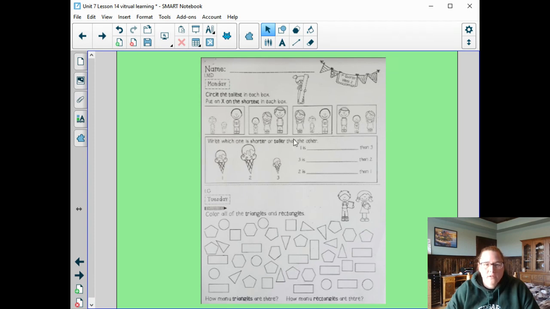Then compare these ice cream cones. 1 is blank, then 3. Is it shorter than 3 or taller than 3? Do that for all of them. 3 is blank, then 2, and 2 is blank, then 1. Then on the bottom, very similar to the last worksheet, this time you're going to color all the triangles and all the rectangles. And then tell me how many triangles are there and how many rectangles are there.